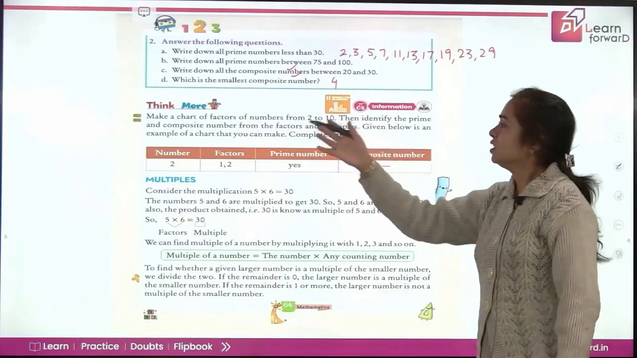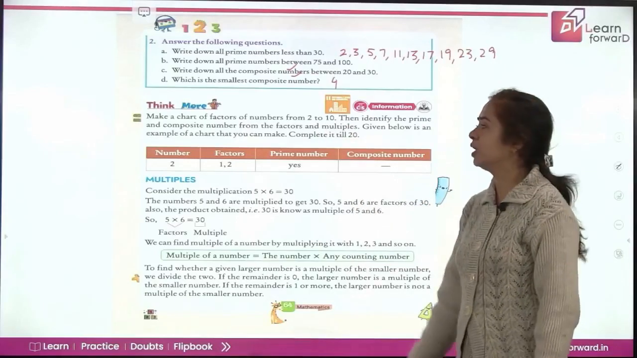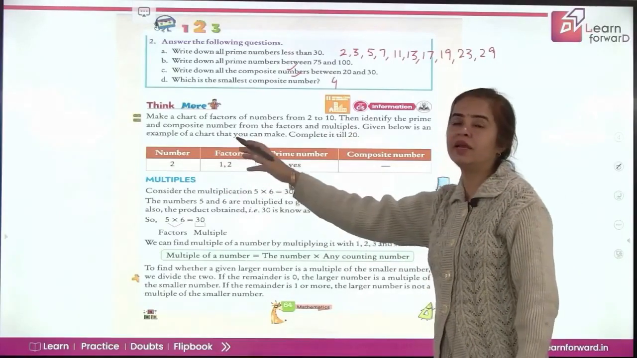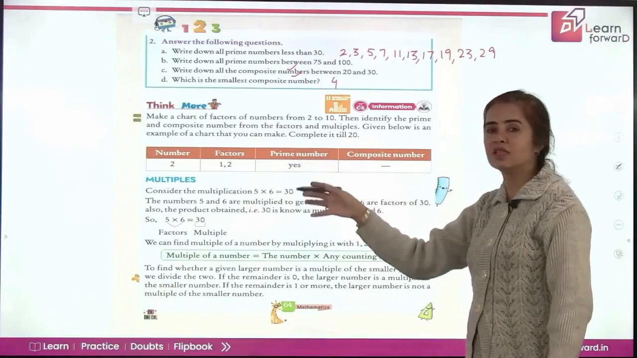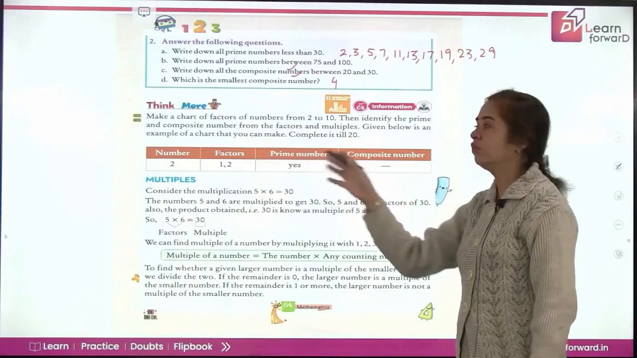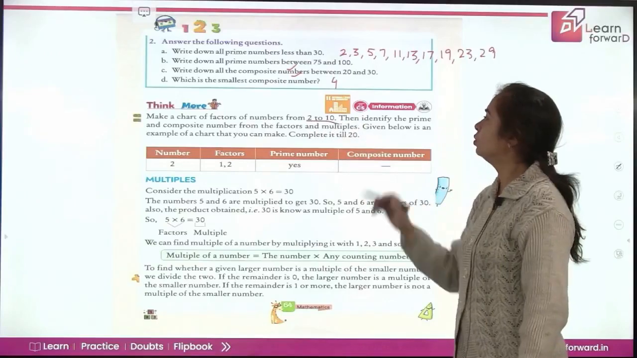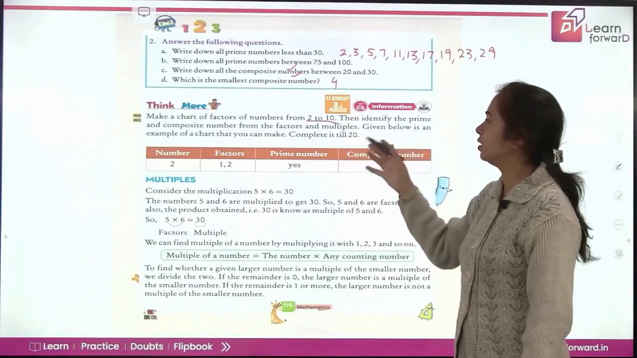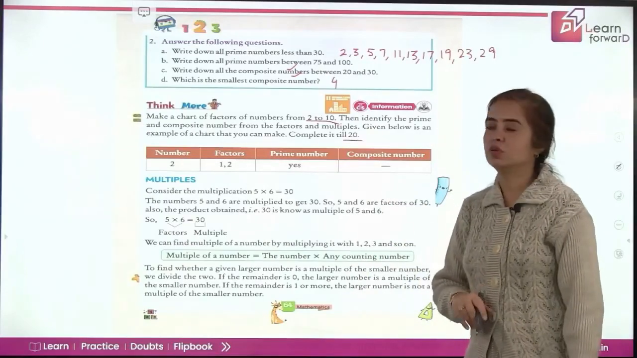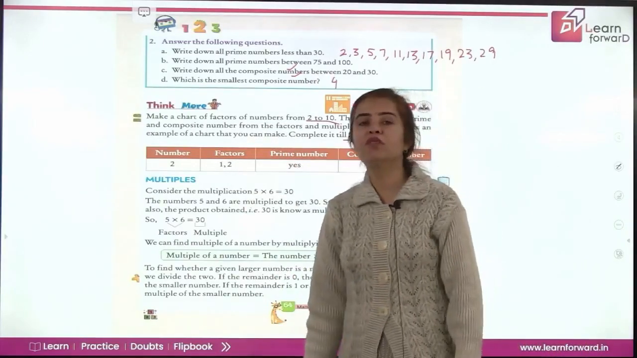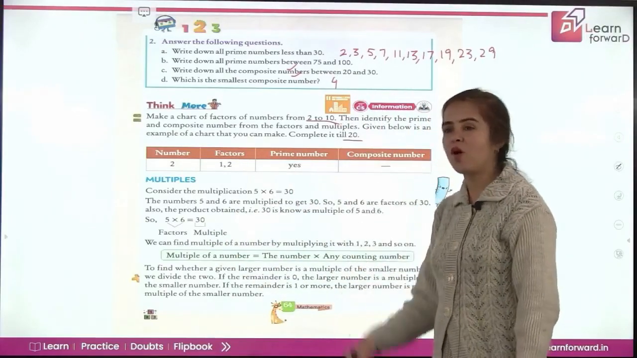Now here's an activity for you. Think more, make a chart of factors of numbers from 2 to 10. So you will be writing the number here, write down the factors of that number and see, are there only 2 factors? Then it is prime. If there are more than 2 factors, then it is composite. You have to complete this chart for numbers from 2 to 10 and then identify the numbers as prime or composite. You can go up to 20 also. So you can find the factors of numbers up to 20 and identify them as prime or composite numbers.